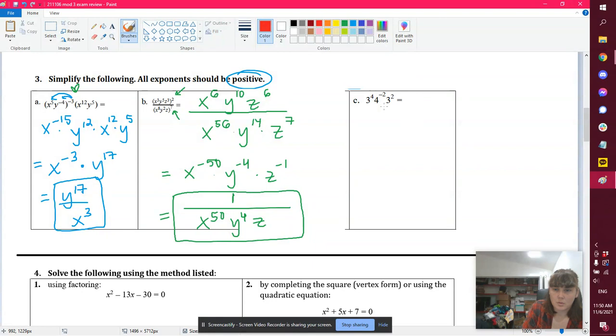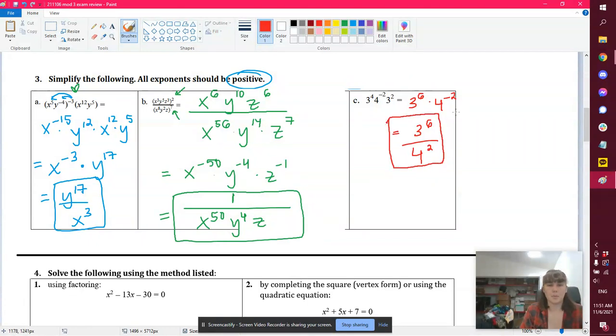For this one, we can add the 3 to the 4th and 3 to the 2nd exponents to get 3 to the 6th, because they're the same base. And then we can move the 4 to the negative 2 to the denominator and make it have a positive exponent. That would be our final answer there. Great.